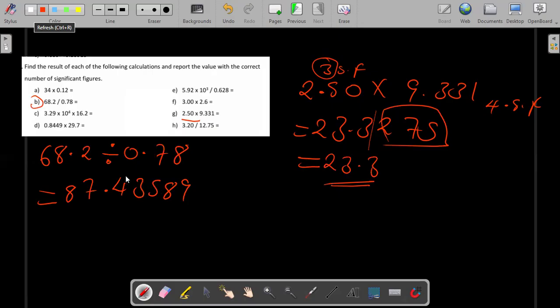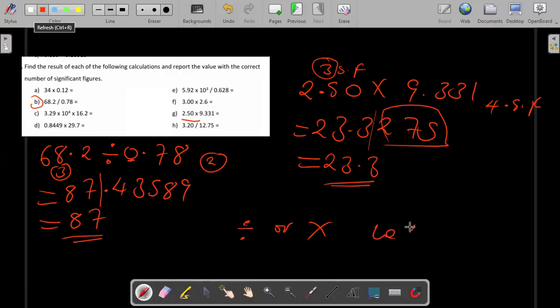Now I go back: how many significant figures are in each number? Here I have 3 significant figures. Then here, this is a 0, and the leading 0 is not significant, so I have 2 significant figures. My final answer should have 2 significant figures, so I'm ending on 87. The final answer is 87. That's what you do when you are dividing or multiplying numbers: you follow the least significant figures.